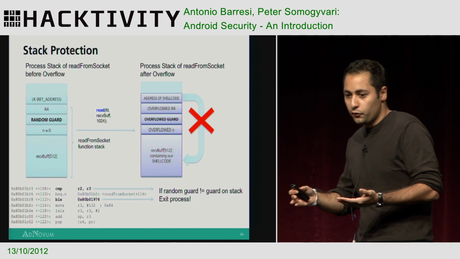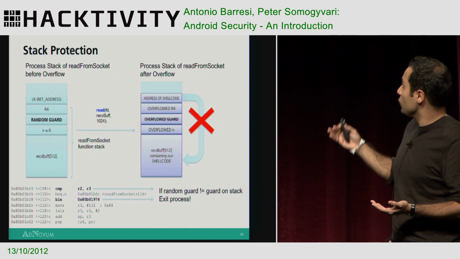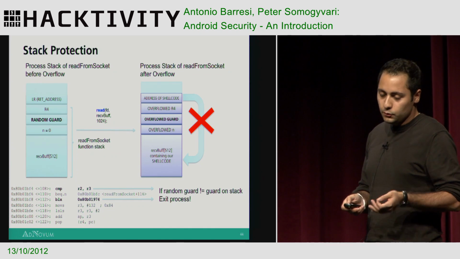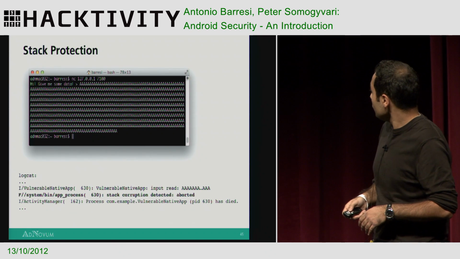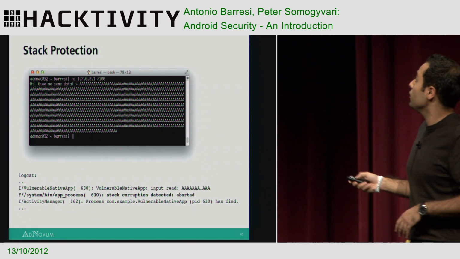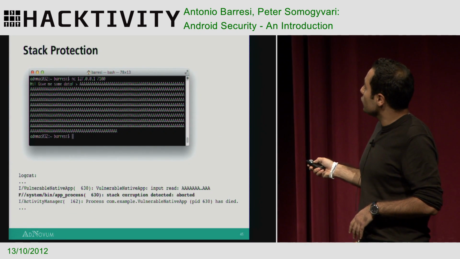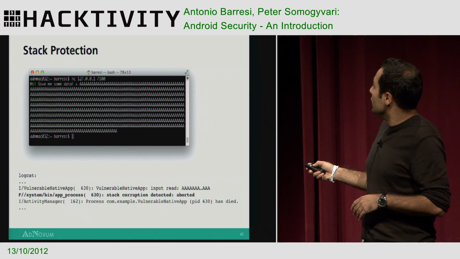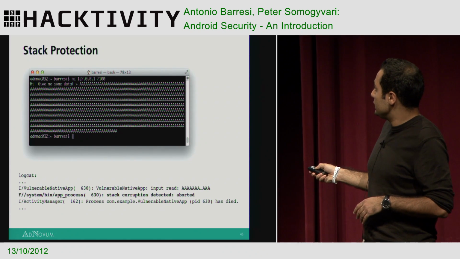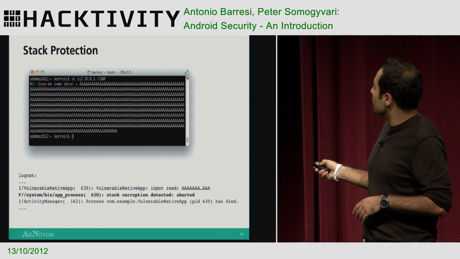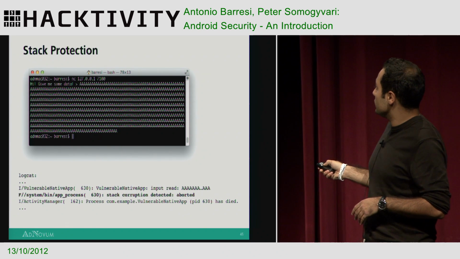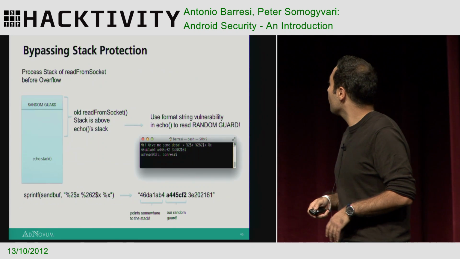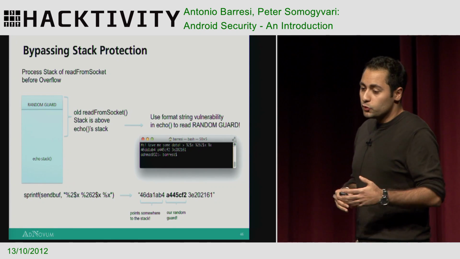So if you overflow the buffer, you have to also overflow the random guard if you would like to reach the return address. And that's what it tries to detect. So if you try it, that's what happens. So we try to overflow the buffer with more than 512 bytes. And if you look at the log output, you will see that the app process exits, and you will see this nice message, stack corruption detected. So that's not going to work. So somehow we have to bypass that.